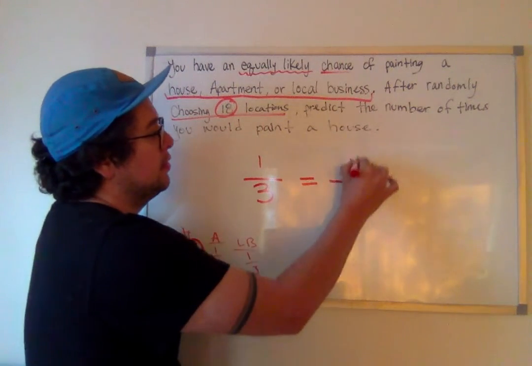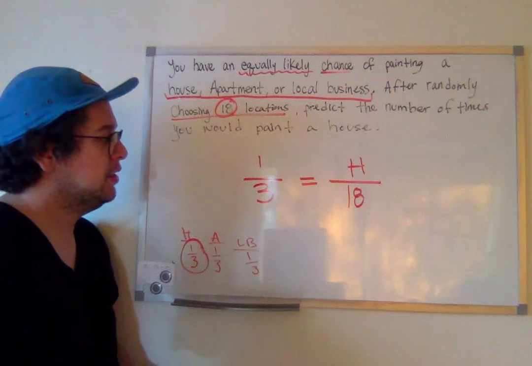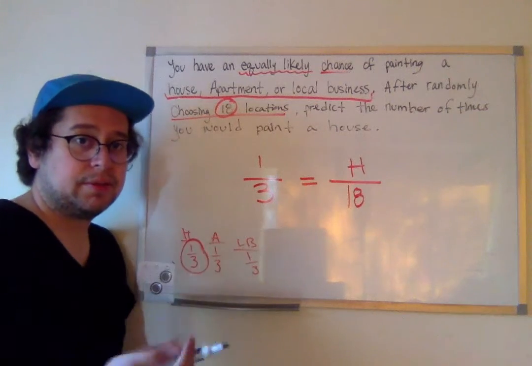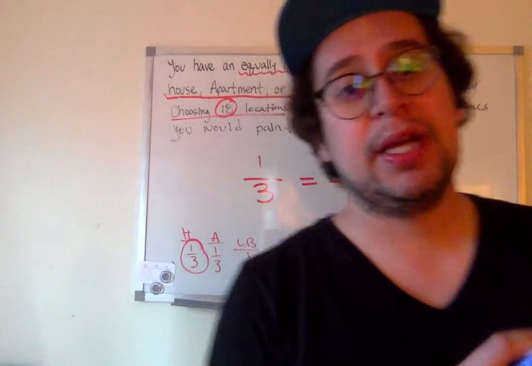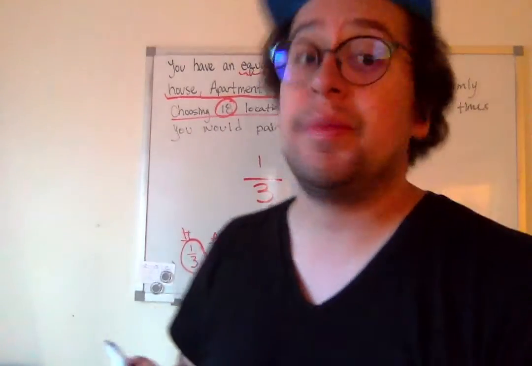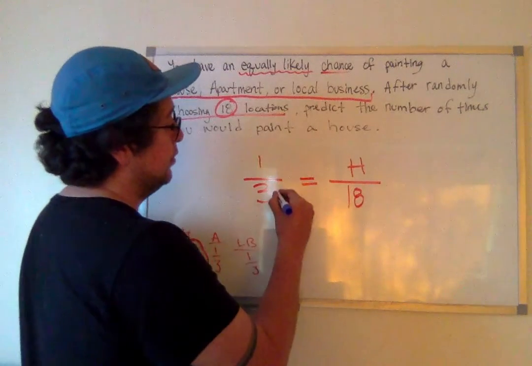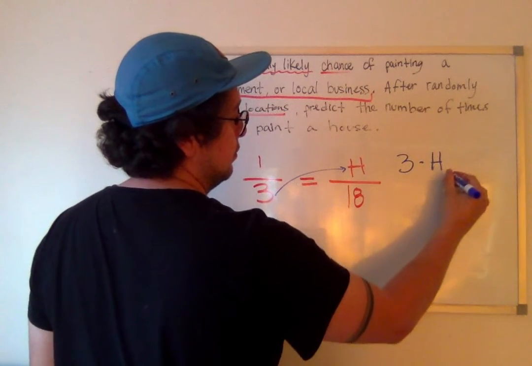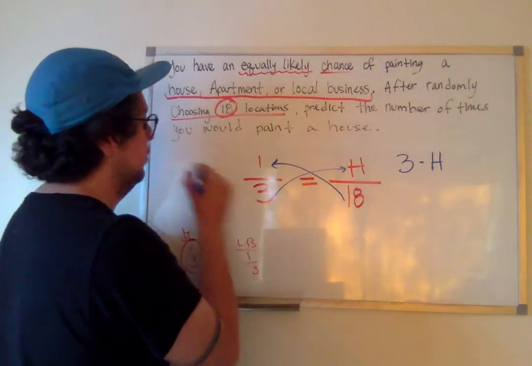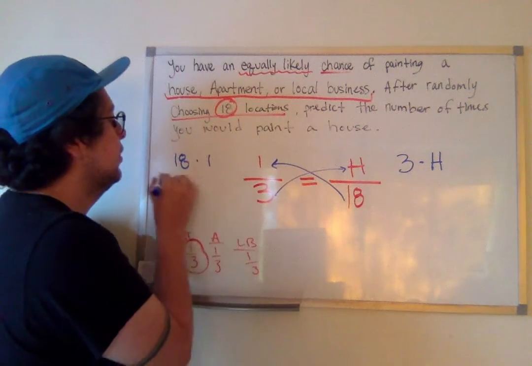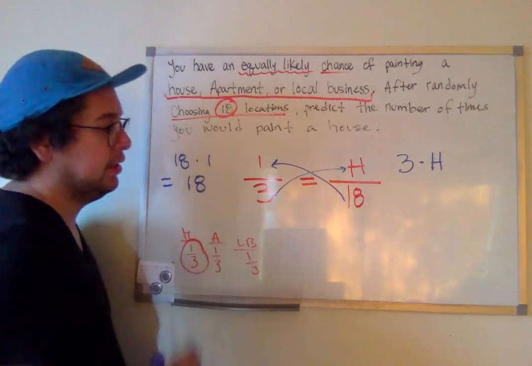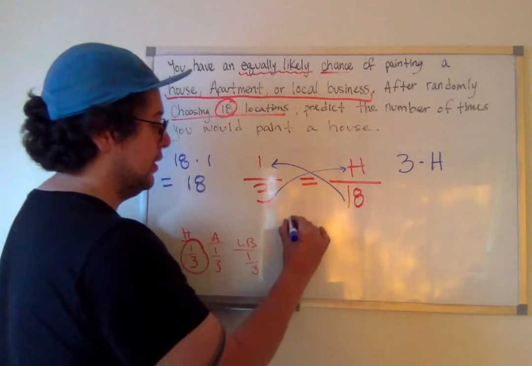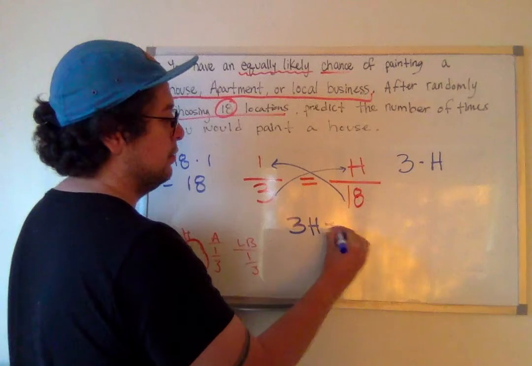And I'll put an h up here because we don't know how many times we're going to get the house yet. So just like before, though, we're going to cross multiply, and then we're going to divide by something. Okay? So cross multiply, we do 3 times h. Cross multiply, we're going to do 18 times 1. Well, 18 times 1 is just going to give me 18. Okay, so let's finish it up and rewrite our equation. So we got 3h equals 18.